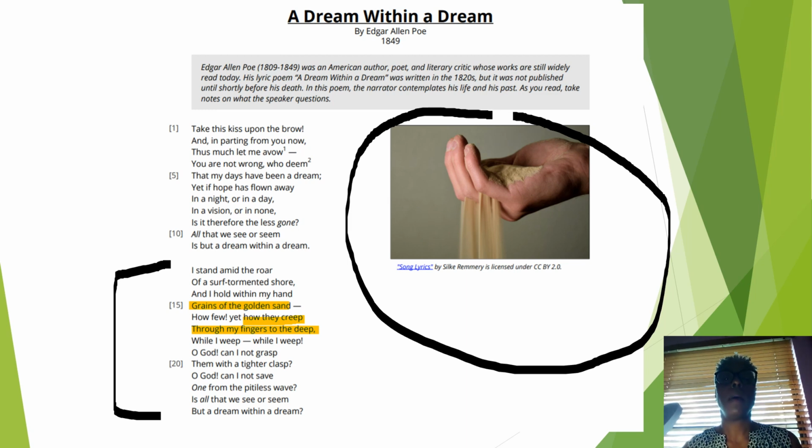Therefore, I notice here it says the speaker weeps, while the speaker weeps. So definitely the speaker is sad, and just like the sand is slipping away, there's a comparison there that the sand is like hope that is slipping away.